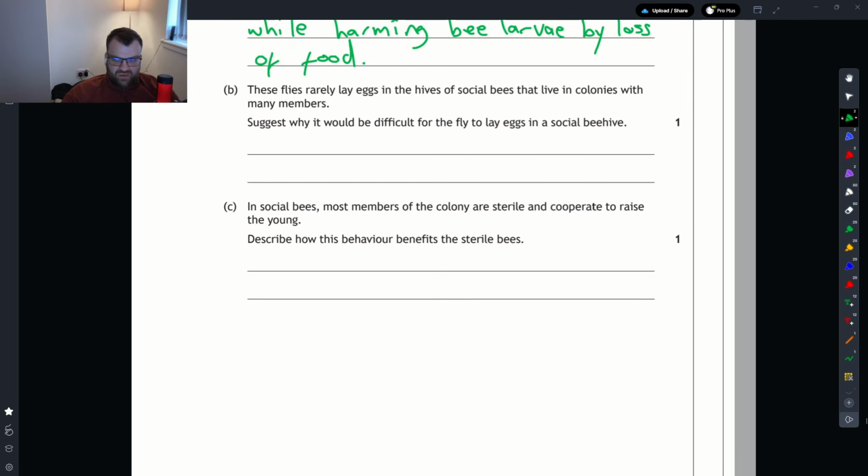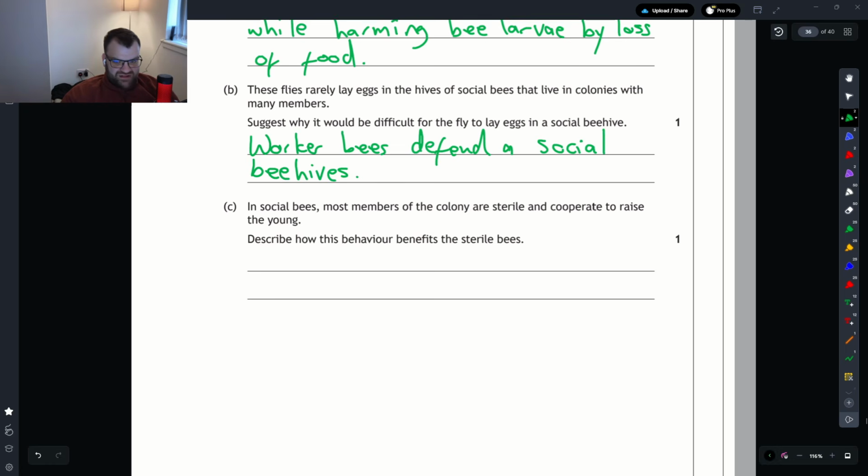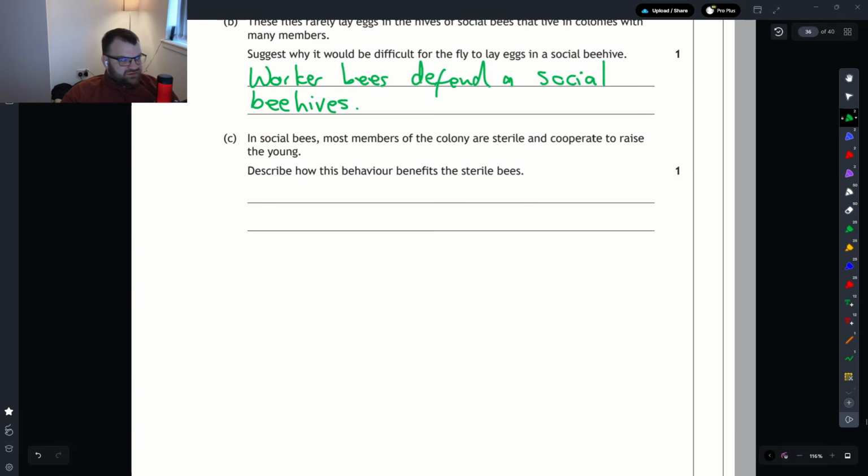Well, in a colony, there will. That's going to be the worker bees defending it. So worker bees defend a social beehive, so a lot less of a chance of the flies flying in and laying their eggs undetected. In these colonies, all they care about is the survival of shared genes. So it increases the survival chances of the shared genes.